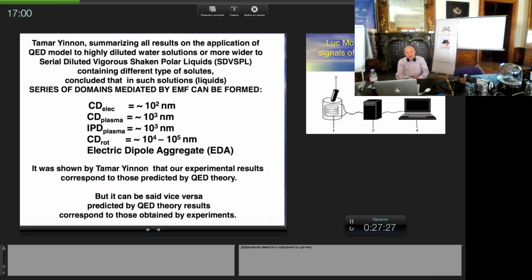Unfortunately, Emilio passed away in 2014. But we have theoreticians who proceed with his activity. In particular, there is one lady, Tamar Yinon, in Israel, who is doing these theoretical calculations. She did theoretical calculations for Konovalov's experiments, and there was a very close correlation between experimental data and theoretical predictions.